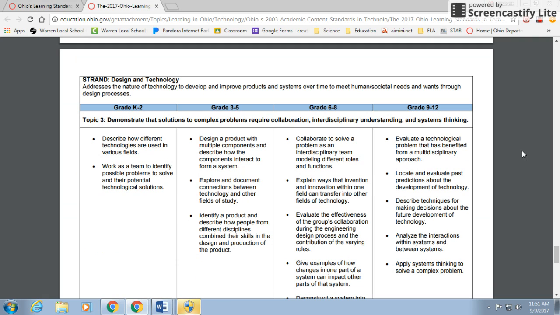And the last topic is demonstrate that solutions to complex problems require collaboration and understanding and systems thinking. Basically, this is relying on each other. How does one system depend on another? If you were to take it out, what would the problem be?